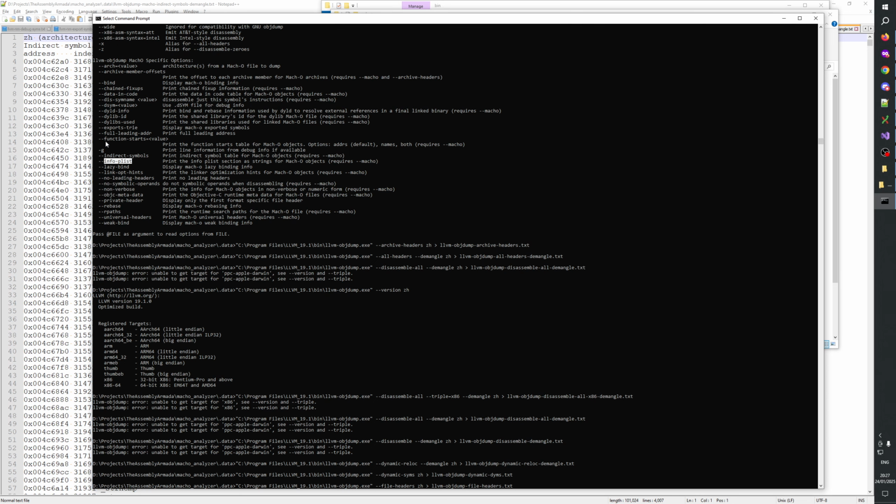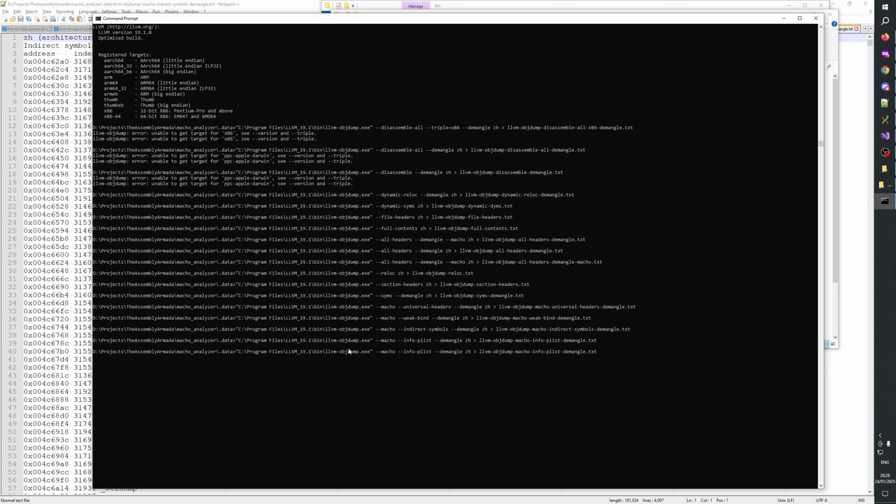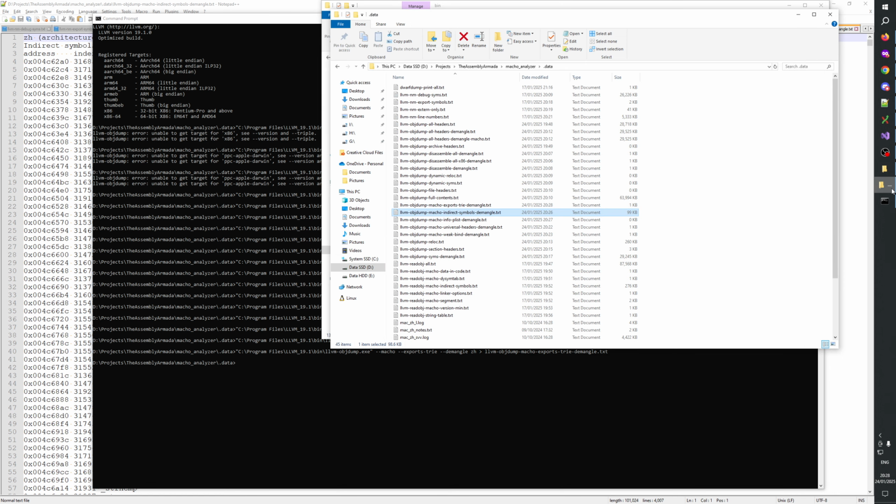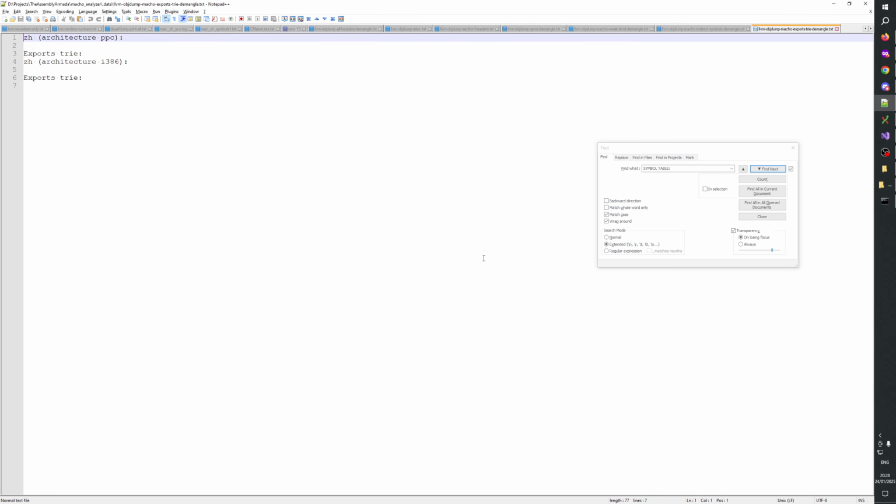What else do we have? Exported symbols. Exports tree. Exports minus tree. Exports minus tree. Exports tree. Okay, it's nothing.